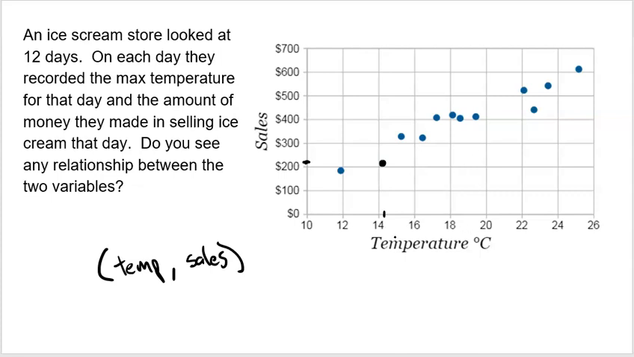Now, does this mean that literally when the temperature goes up, it's going to put money into the cash register? Well, no, obviously that's not a cause relationship. There are other things at play, right? Maybe you have a really warm day, but it rains a lot, so nobody feels like going to get ice cream. So you don't always fit the pattern. We're looking for overall relationships.